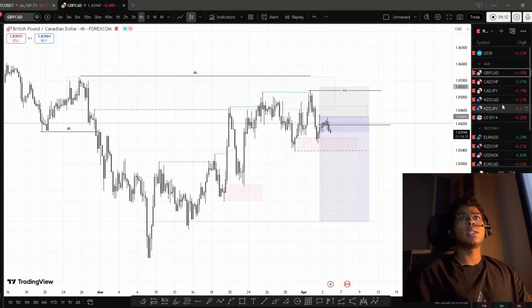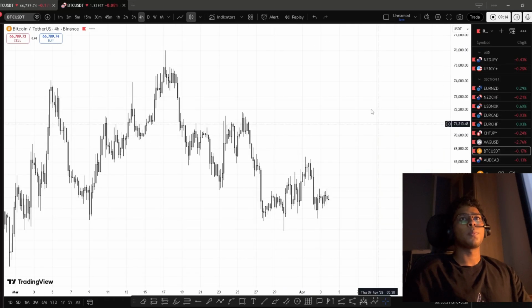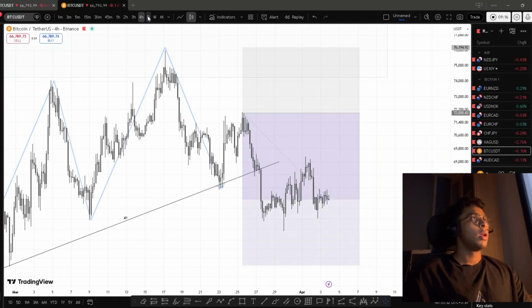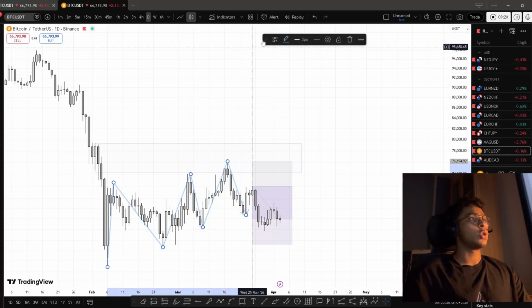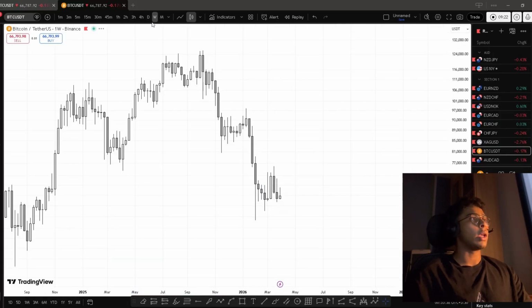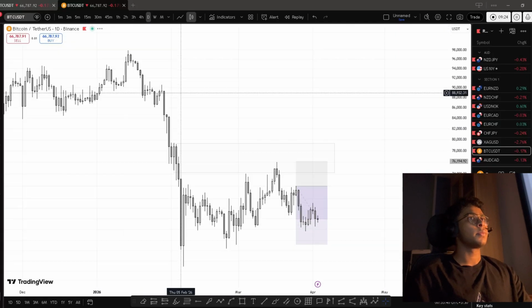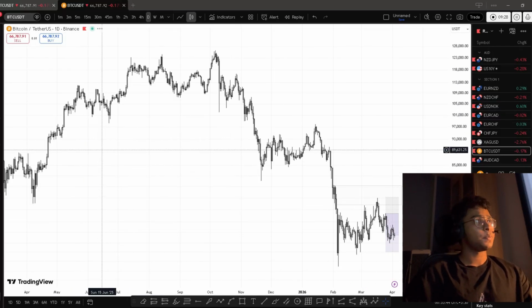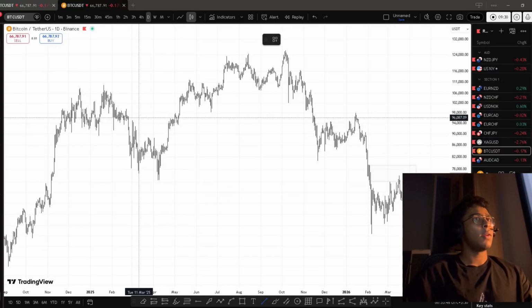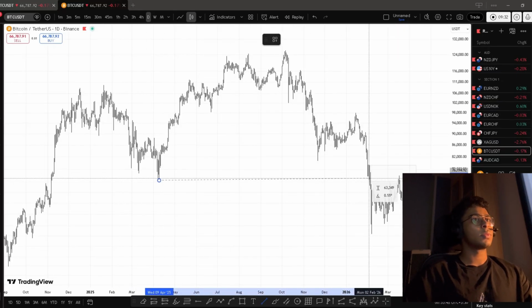But the same thing actually happened on Bitcoin, and I'm also in this trade right now. I've just marked everything out so I can show you. Okay, what do you see here? In the daily time frame, you see there's an area of supply. I have actually marked it with the drawings, so yeah.